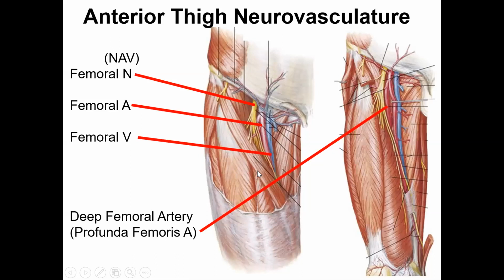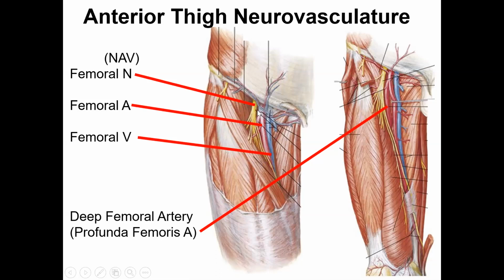Our muscular structures. Let's move on here to speak about some of the neurovascular structures. We'll start by looking at the anterior thigh, and we'll go through each of the nerves, arteries, and veins that are encountered as we make our way down from the thigh to the foot. So the first are the femoral structures.